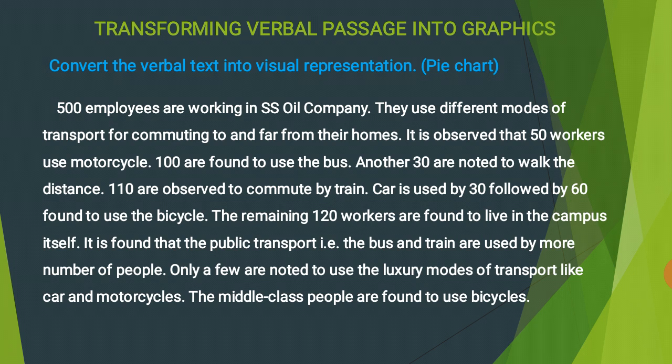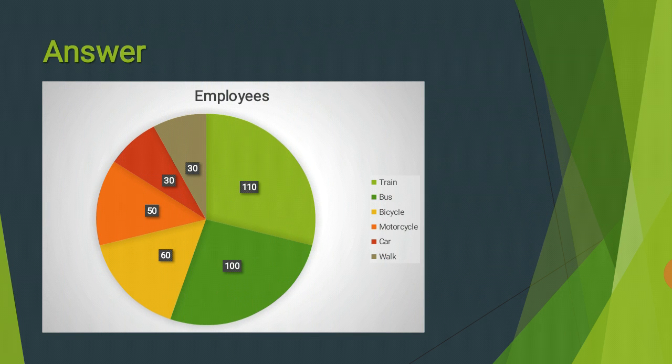It is found that the public transport, that is the bus and the train, are used by a greater number of people. Only a few are noted to use the luxurious modes of transport like car and motorcycles. The middle class people are found to use bicycles. So likewise, the questions will be given to you. You have to make a diagram, a pie chart, for the passage. Students, listen carefully. The questions will be like this. Now I have given you the passage and the answer.